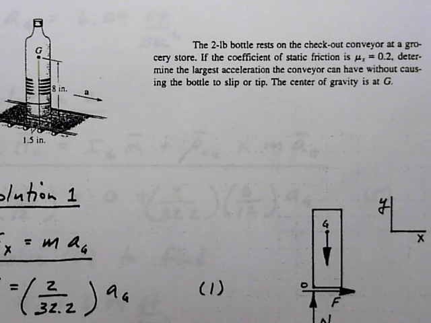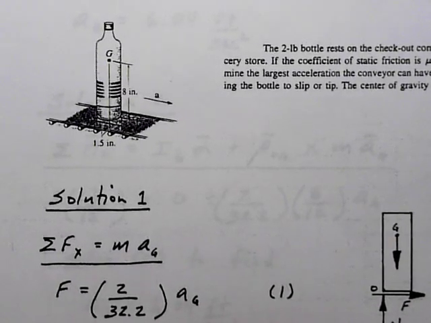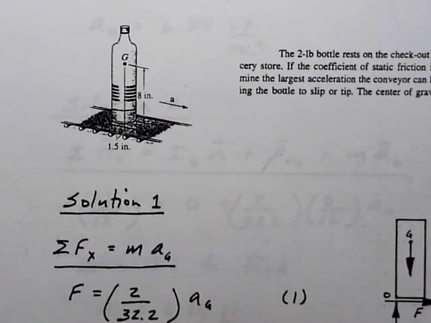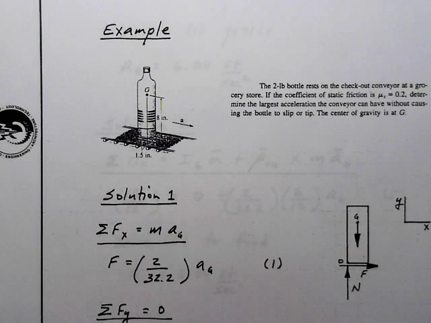Now, here's the deal. We don't know which is most likely to happen first. The bottle might slip before it ever tips, therefore it never does tip. The bottle might tip before it slips, and therefore never reaches slip. We don't know which is true. This is one of those cases where we're just going to make a guess, and then we're going to see if our guess is plausible.